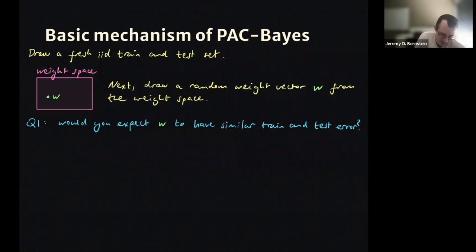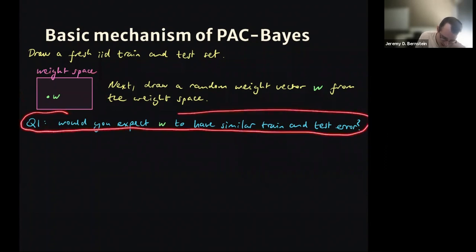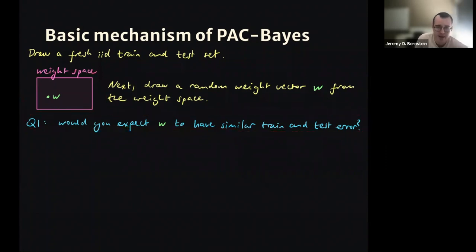The first question is, would you expect this random weight vector W to have similar train and test error? If there's something I haven't specified or something you want to clarify, just shout out. Does anyone have an answer to this?